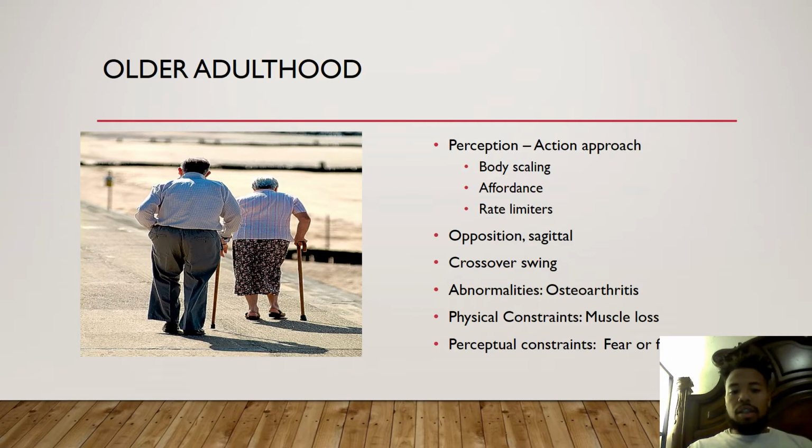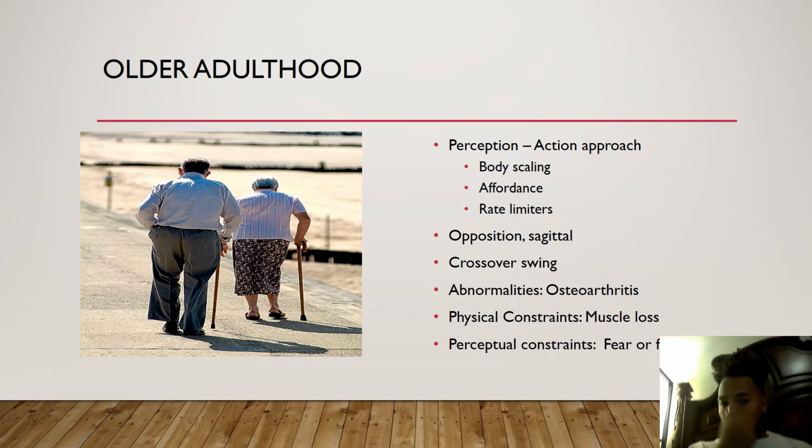In older adulthood, I chose the perception action approach, and in this theory, it blends perceptual systems along with motor systems and how they have an interrelationship. They go hand in hand. The physical aspect of the body is the motor system: how can the body physically overcome a task? And for the perceptual, can the mind help the body overcome the task as well. They go hand in hand. The perception action approach involves body scaling, affordance, and what rate limiters there may be.